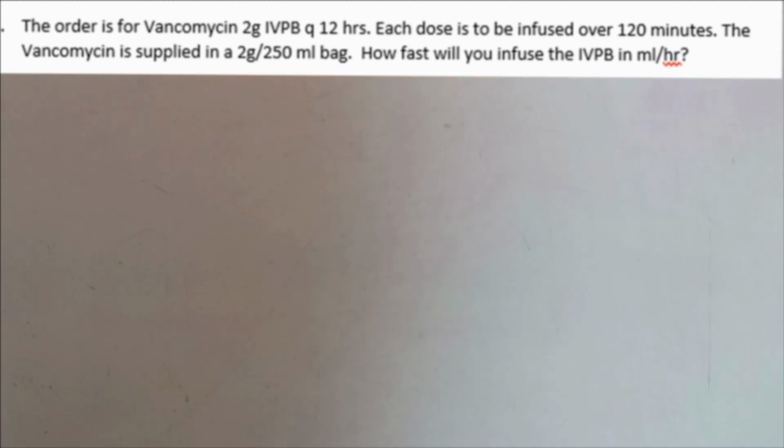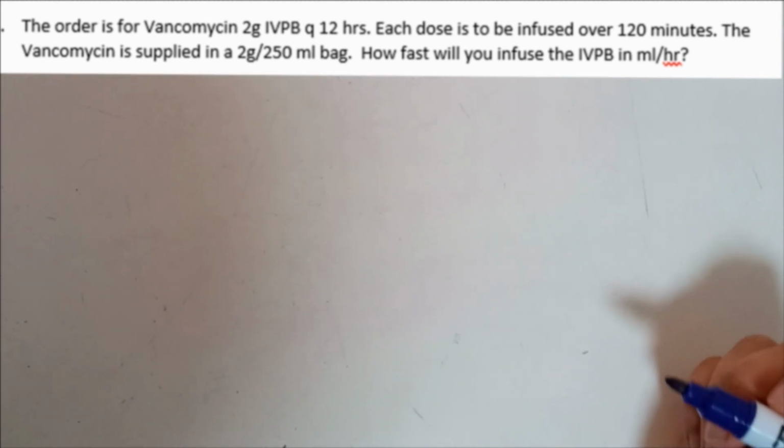Okay, so let's start with a milliliters per hour question. So the question is, the order is for vancomycin 2 grams IV piggyback every 12 hours. Each dose is to be infused over 120 minutes. The vancomycin is supplied as 2 grams in a 250 milliliter bag. How fast will you infuse the IV in milliliters per hour?